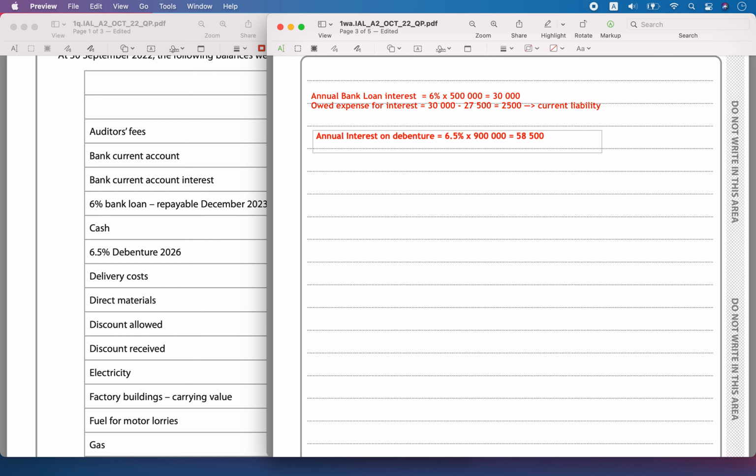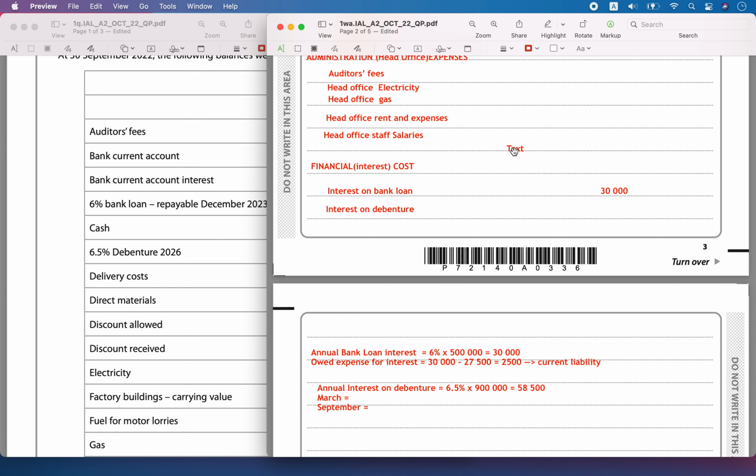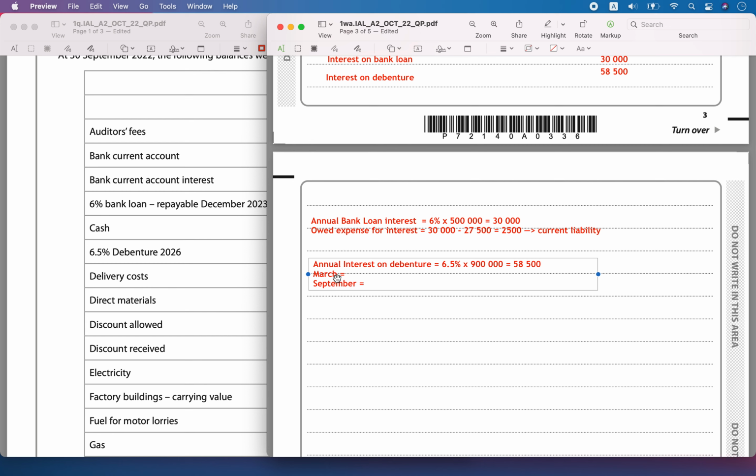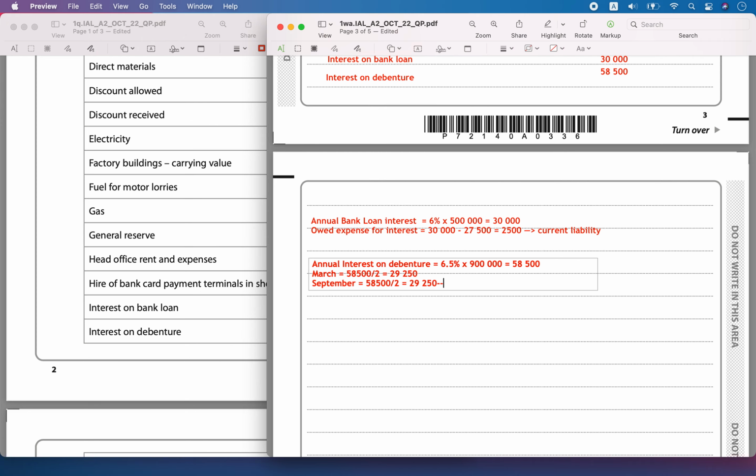Now they are paying in 2 installments, one at the end of March and one in September. Whether they pay in equal installments or 2 installments, the total interest is 58,500, so you will write it here. But what will become owed is 58,500 divided by 2, which is equal to 29,250. So 29,250 has been paid in March, and that is what gets reflected here, but the September one is outstanding.